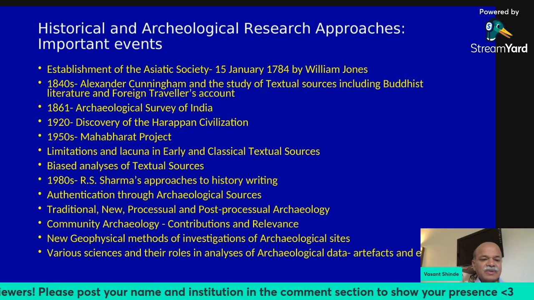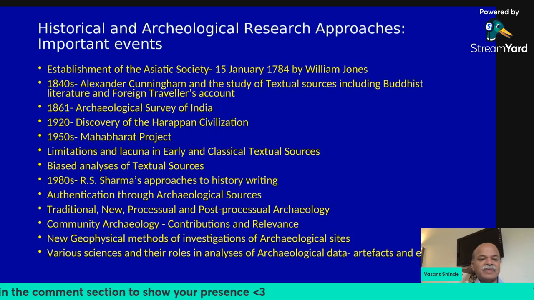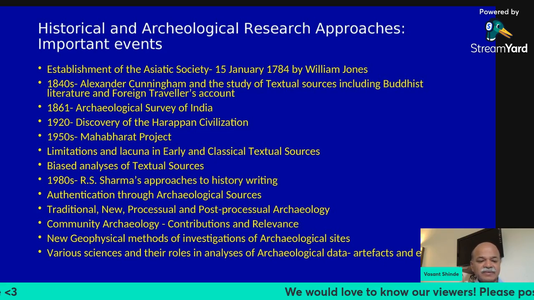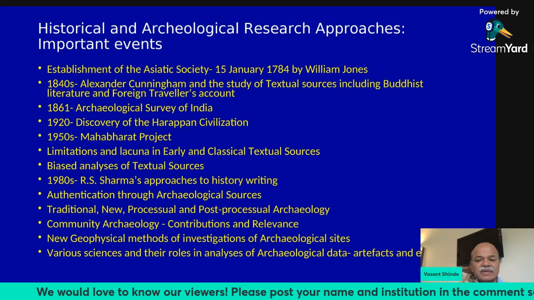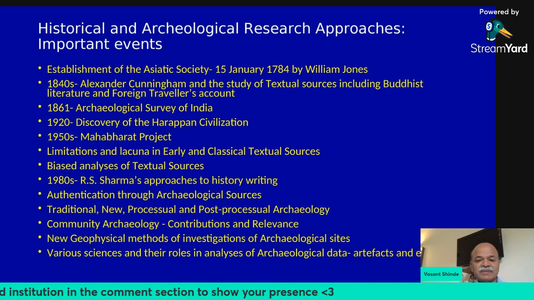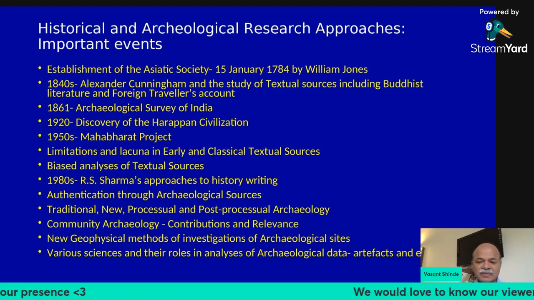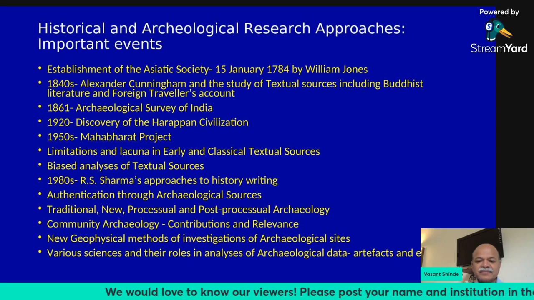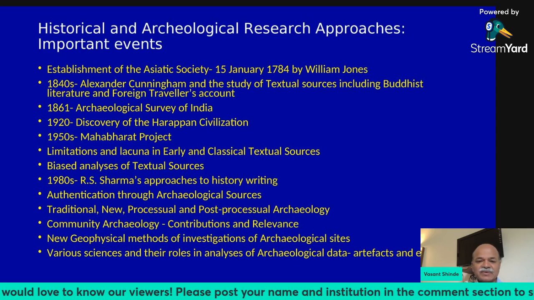Then the next important event was in the 1950s, when Professor B.B. Lal formulated the Mahabharat project, under which he followed the methodology suggested by Sir Alexander Cunningham. He also dug out information from the epics, from the Mahabharata, and noted some of the important sites mentioned in it, particularly Hastinapur, Indraprasth, which is the Purana Killa part of Delhi, then Aichatra, and various other sites were discovered by him.